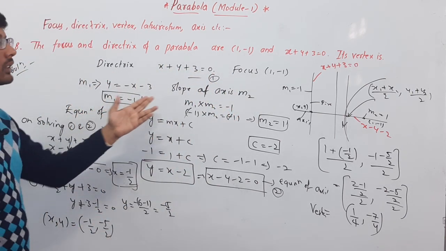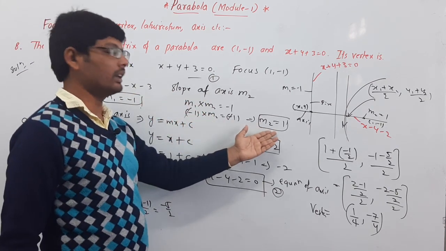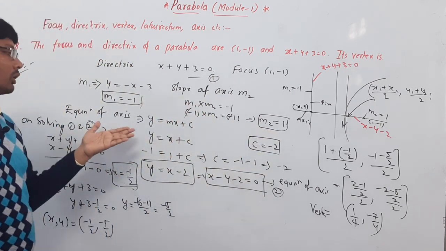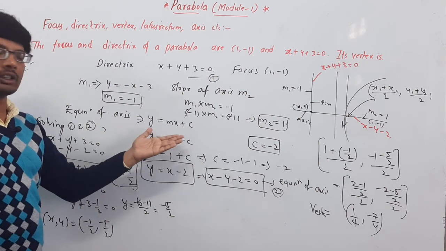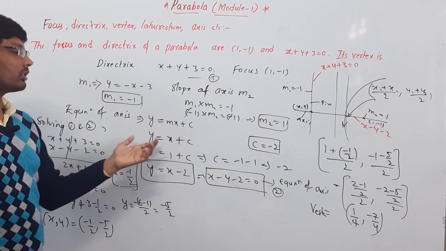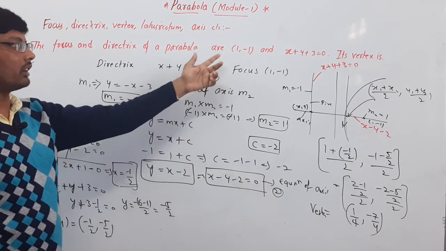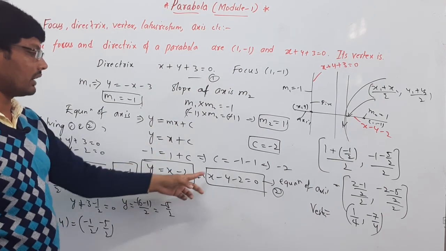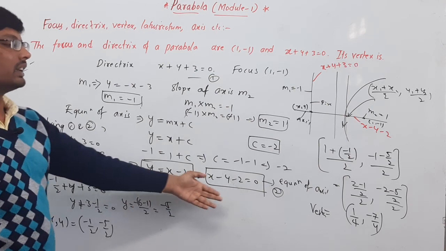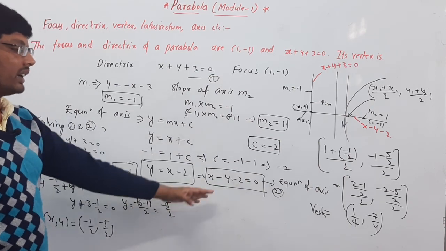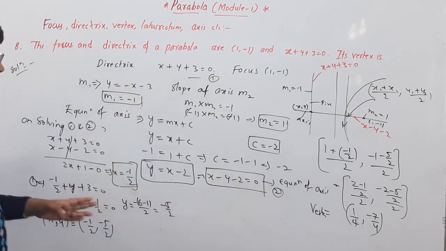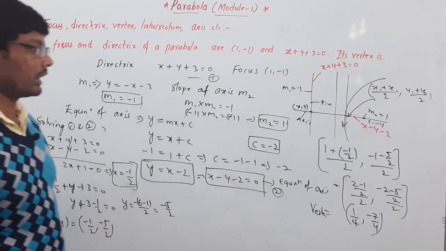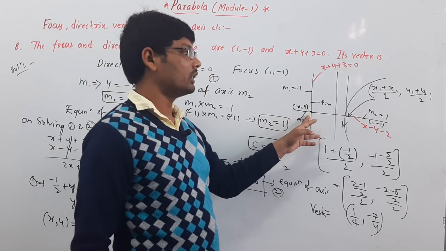slope is m1 and the slope of the axis is m2. We are getting the slope here, and for the equation of the axis I am considering y is equal to mx plus c. I am substituting the point (1, minus 1), since the axis passes through this point. After getting the c value, substituting in the equation, we will get the equation of the axis. After getting the equation of the axis and the equation of the directrix, solving them, we will get the point x1, y1, that is nothing but this point here.